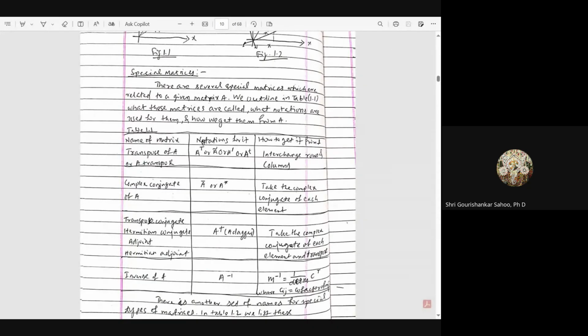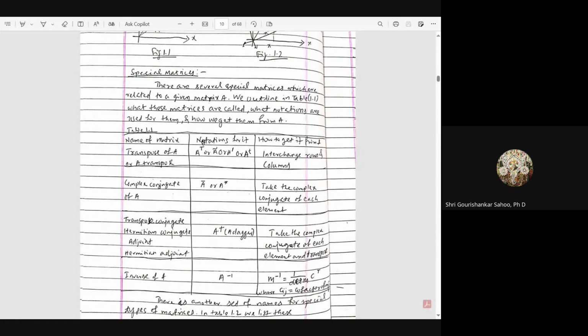Then your transpose conjugate, which is also known as the Hermitian conjugate. This is written as A dagger. This is also known as the Hermitian adjoint. A dagger, or A superscript with a cross symbol, the dagger symbol. So how can you get it? Take the complex conjugate of each element and transpose it. You have to first take the complex conjugate of each element in the matrix, then transpose it. Transpose means interchange the rows and columns. Make the rows into columns and columns into rows. This is the Hermitian adjoint or transpose conjugate.